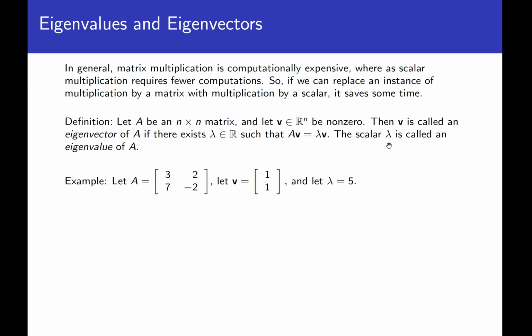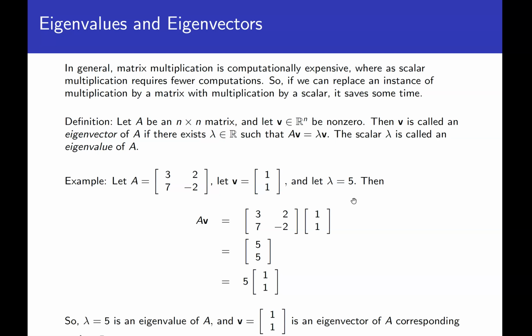All right, that was a lot of words. Let's see if we can do an example. So let's say we have the matrix A with rows 3, 2 and 7, negative 2, and V is the vector 1, 1. And we're going to say that our lambda is 5. We'll figure out where these numbers came from in a little bit in this video. But if I take the matrix A and multiply it by the vector V, I can see pretty quickly that I get the answer 5, 5, which I could have accomplished just by taking 5 times 1, 1, or 5 times the V.